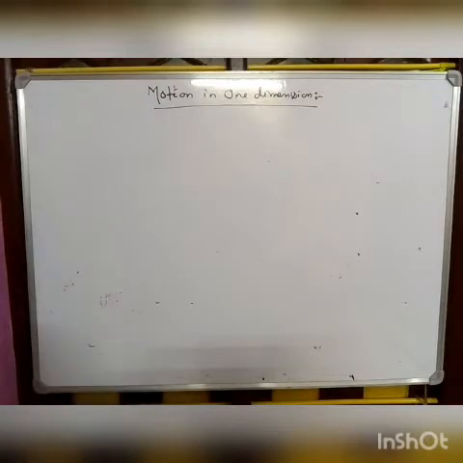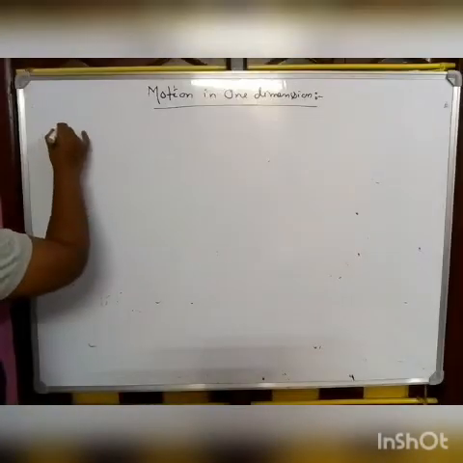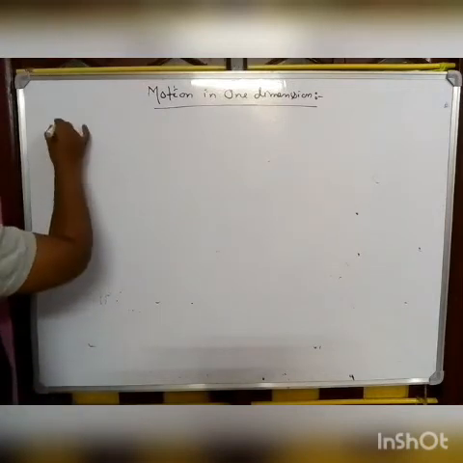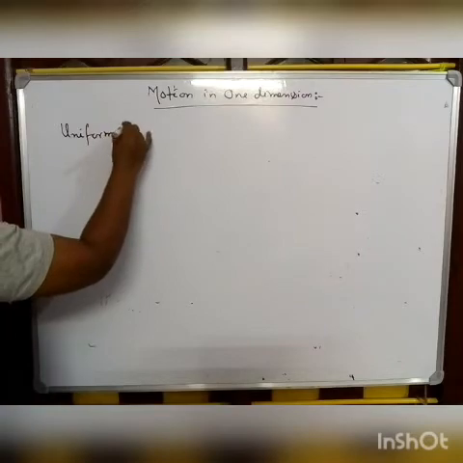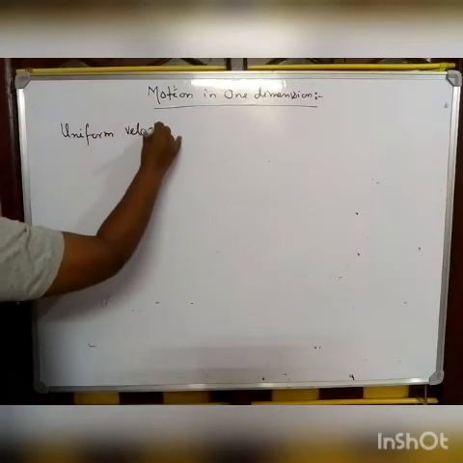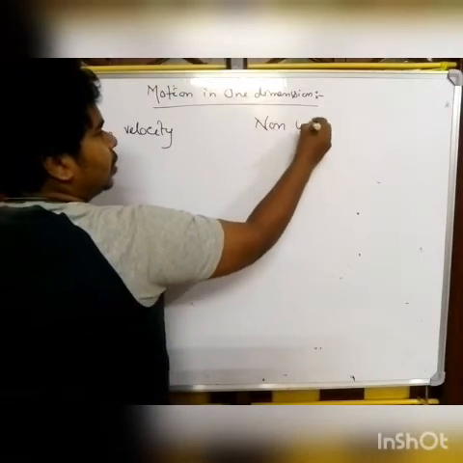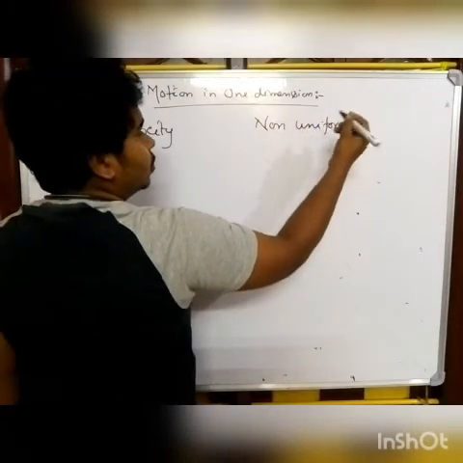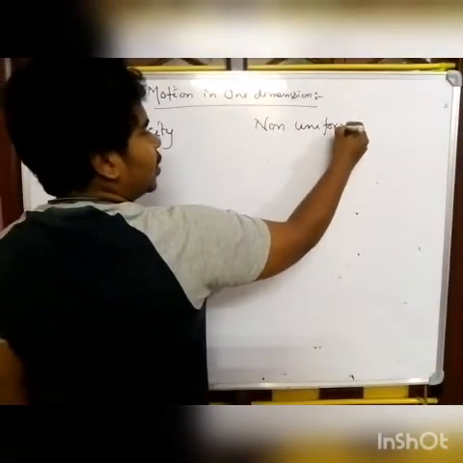Now we'll discuss the types of velocity. What is that? There are two kinds of velocities. One is uniform velocity and another one is non-uniform velocity. Like the non-uniform motion we have discussed, exactly the same thing is there.